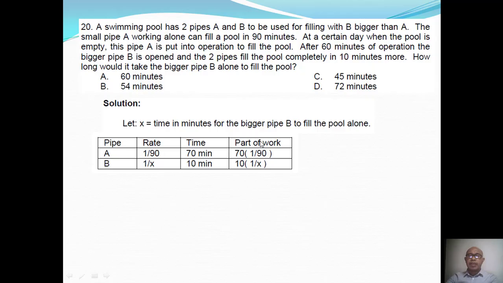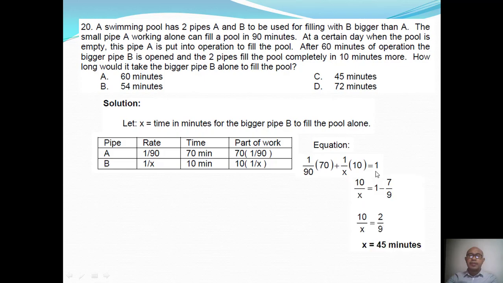Then for the part of work done, we can multiply 70 times 1 over 90, then 1 over x times 10. Then we can sum up the part of work done. If we sum up the part of work done, that is equal to 1, one swimming pool filled up. So that is 70 over 90 plus 1 over x times 10 is equal to 1. And then we can solve for x, that is equal to 45 minutes.